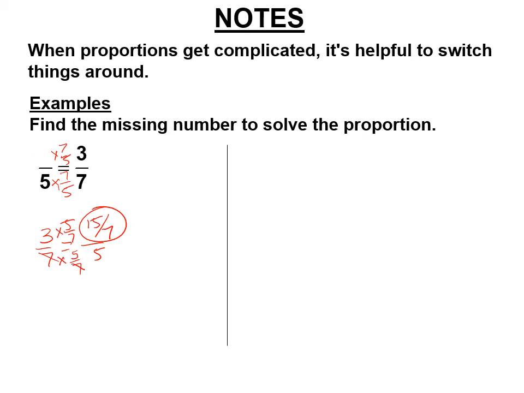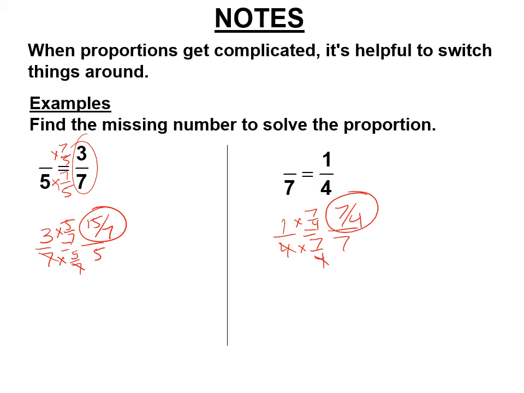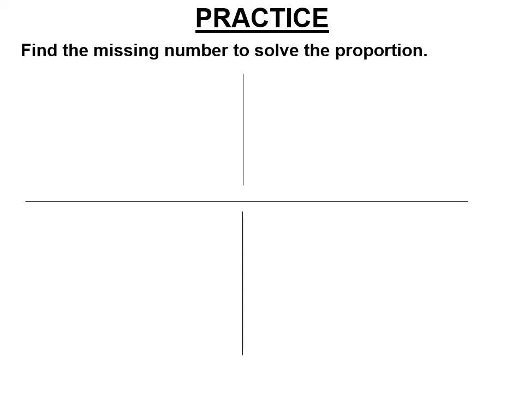So if you're having to do this, this is the one time you want to switch around your equation. So again, you could multiply by something to turn 7 into 4, but let's turn it around. 4 times what makes 7? Well, 7/4. So this is 7/4, and so the missing number there is 7/4. Let's practice.